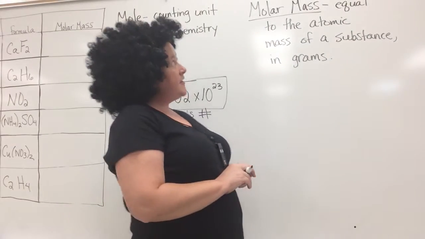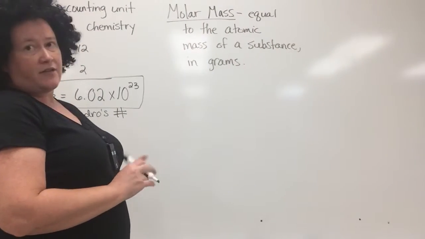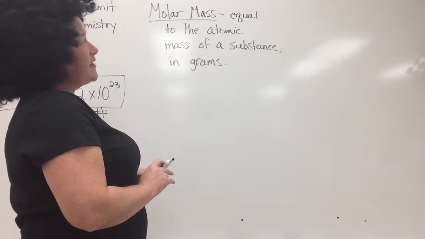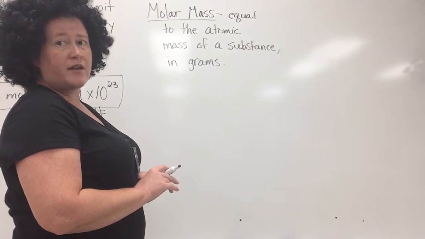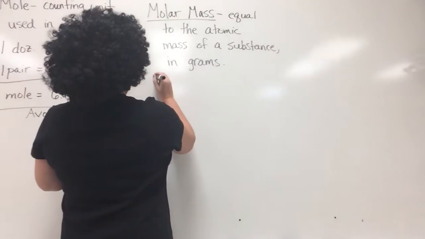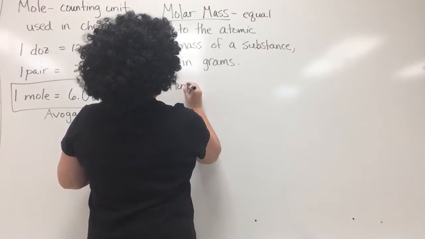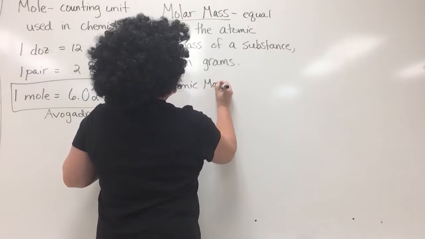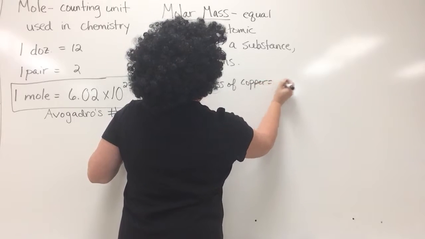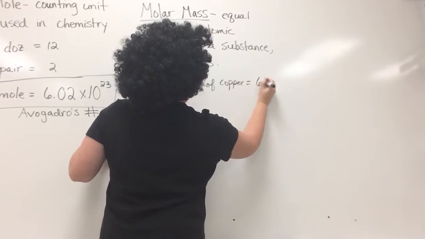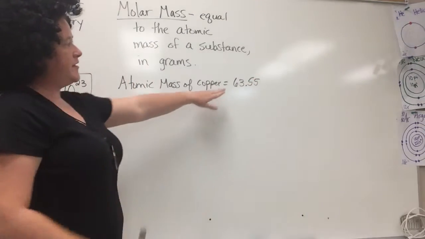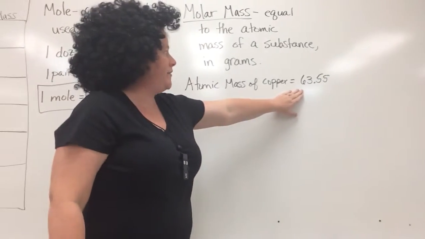For example, as I look up on the periodic table, I know that you can't see this right now, but I see that the atomic mass of copper is 63.55. So the atomic mass of copper equals 63.55. Again, that number's coming from the periodic table.